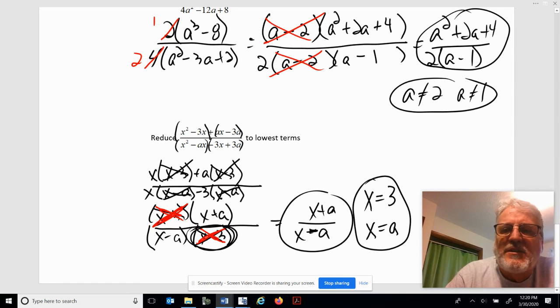Okay? So that's an example, or several examples, of simplifying rational expressions. And the way we did that is by factoring the top, factoring the bottom, and canceling whatever factors they have in common. And then I went back and talked about the restrictions on the denominator.